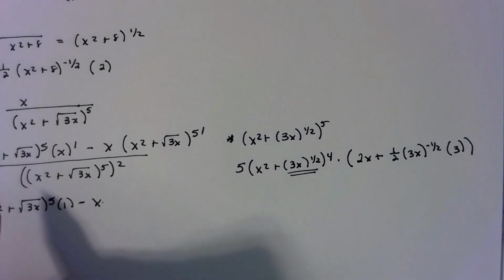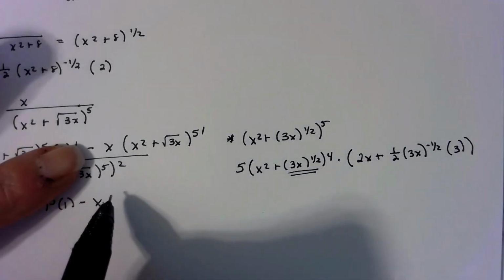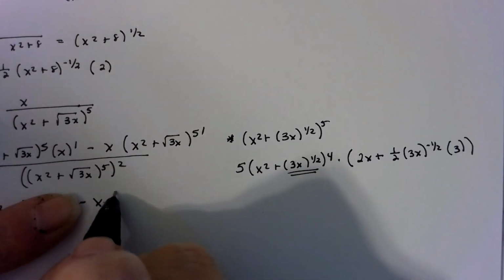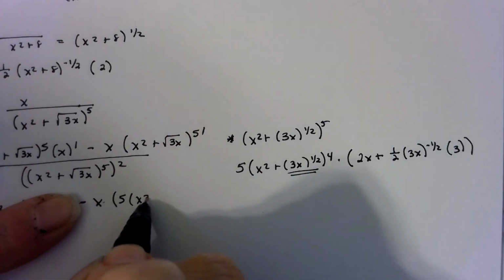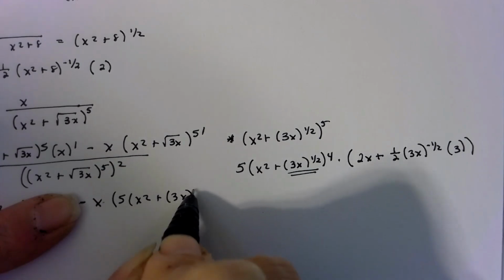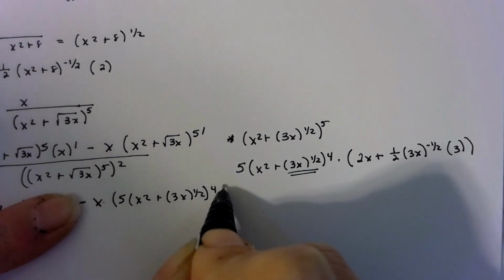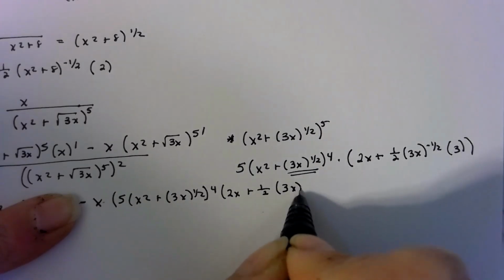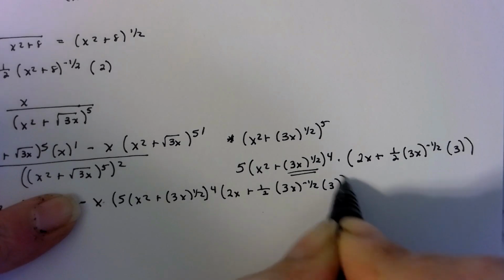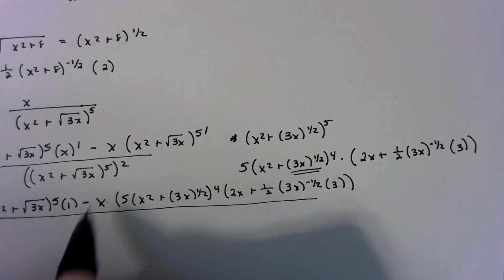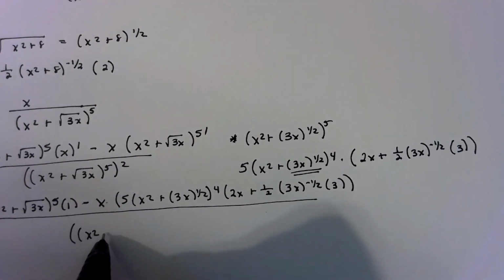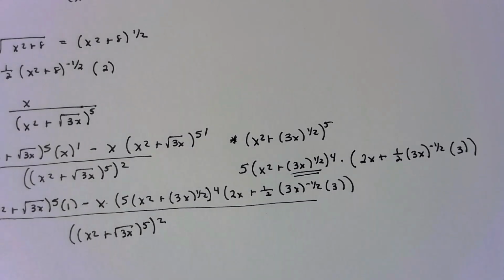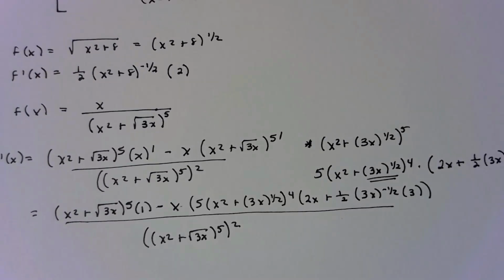So it's this term here minus x times derivative of this thing, which is this big long thing. So 5 times x squared plus... So this mess is the derivative of that denominator. Woo! All over denominator squared. And you're done. Again, just leave it that way.